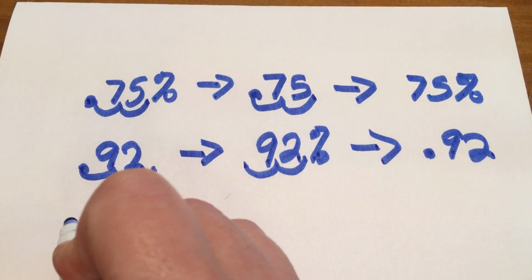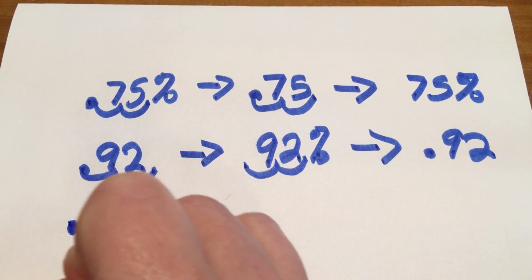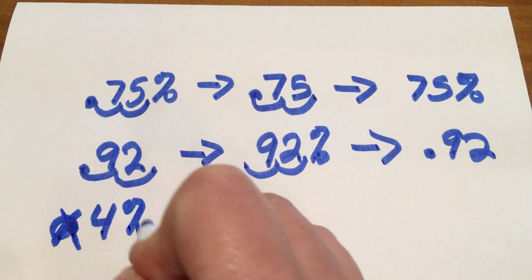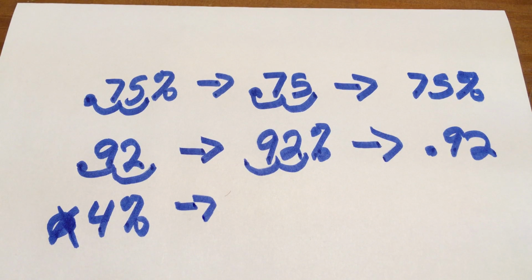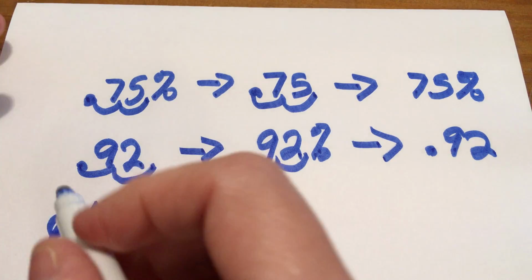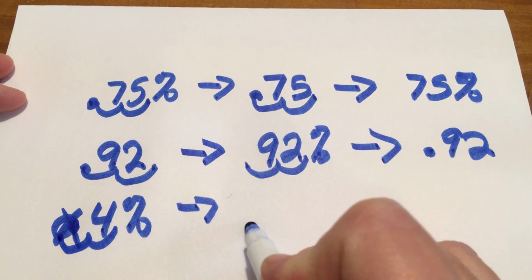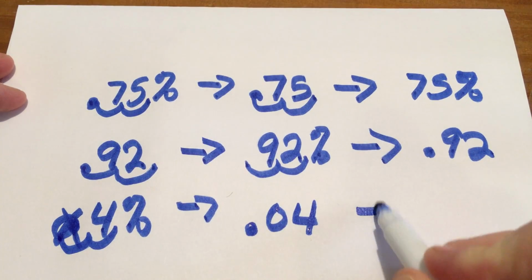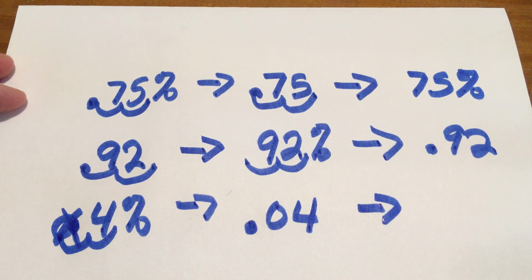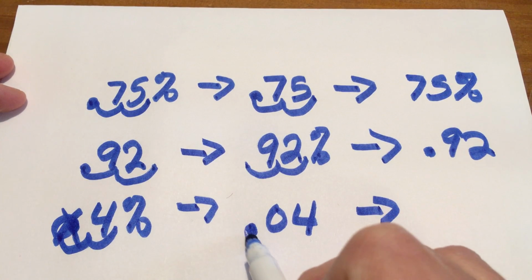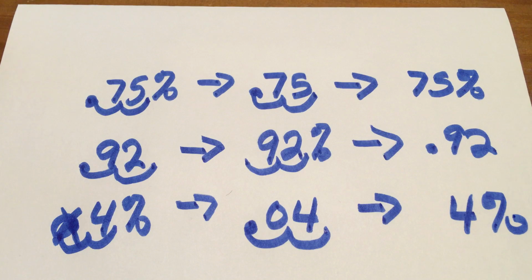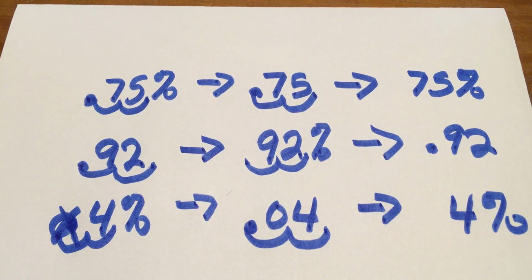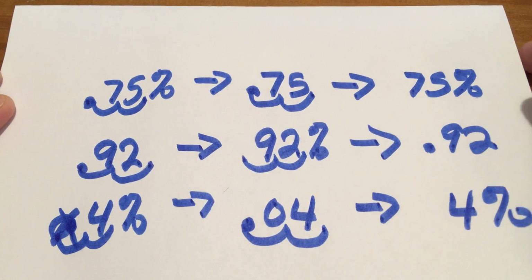And let's do one more. Let's do 4%. It's a little bit trickier. There's only one number, but I still have to move the decimal 2 to the left. So I go 1, 2, which is going to make it into 0.04. Now I'm going to take 0.04 and turn it into a percent. So I move it 2 to the right, which becomes 4%. So changing percents into decimals and decimals into percents is really easy. You just have to remember which direction to go. You always move the decimal 2 places.